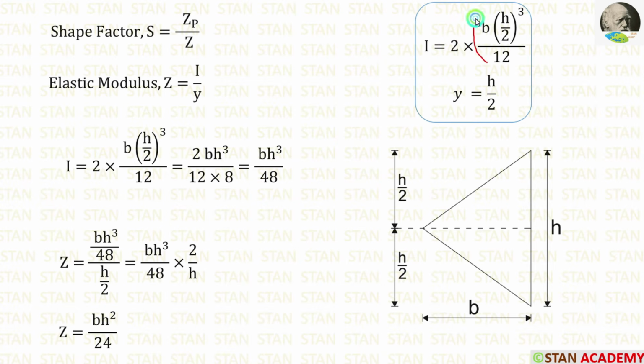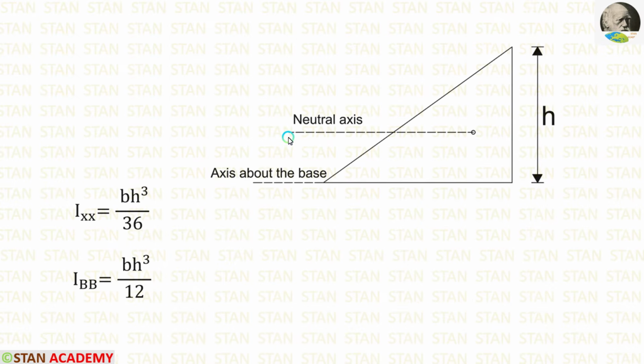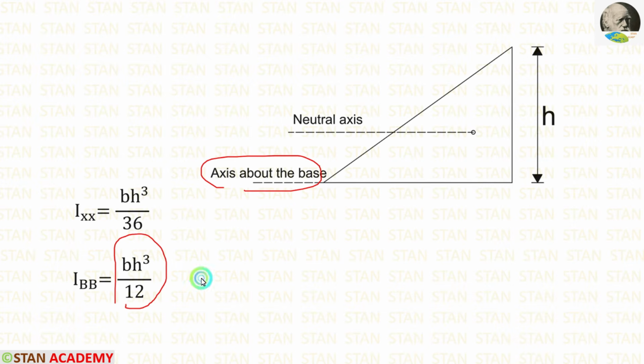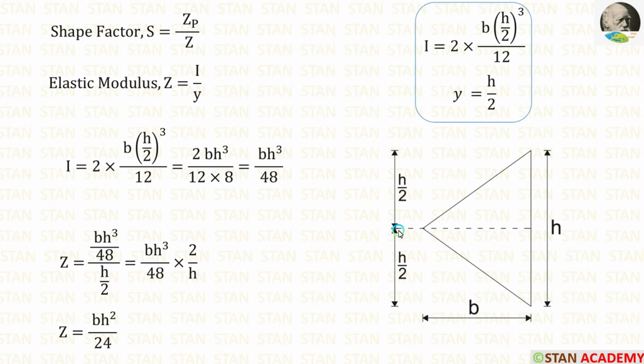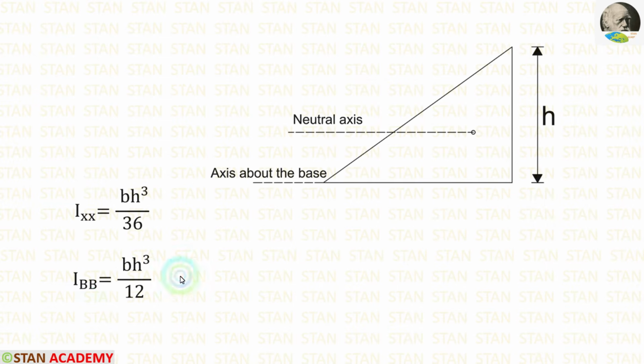In this case, we are applying different formula for the moment of inertia. In a triangle, the moment of inertia about the neutral axis is equal to BH cube by 36. The moment of inertia about the base is equal to BH cube by 12. In our case, we are calculating the moment of inertia about the base of these two triangles. So we have to follow this formula bh cube by 12.